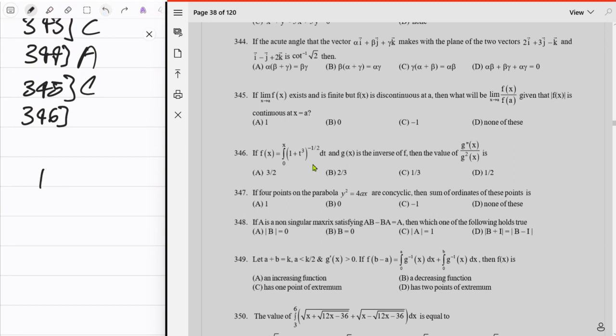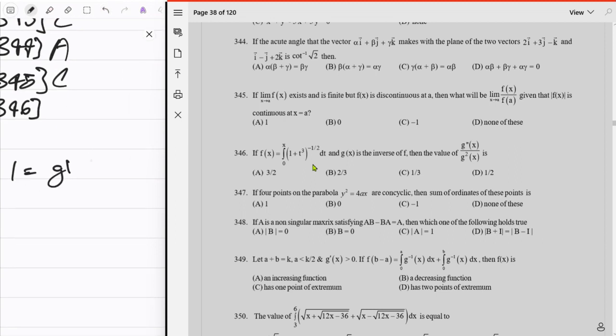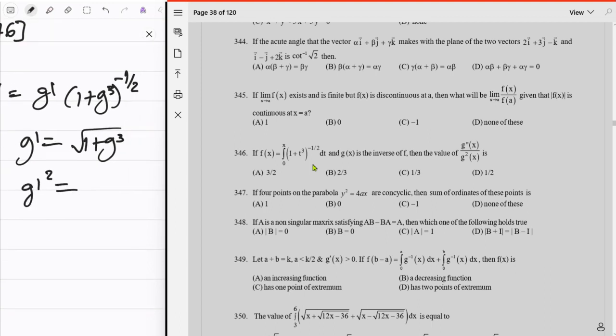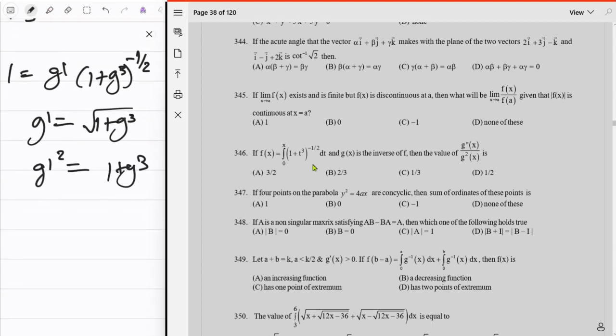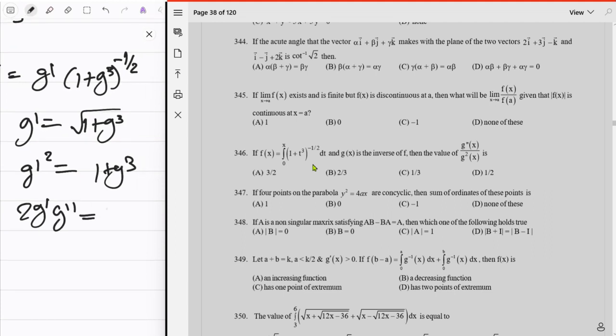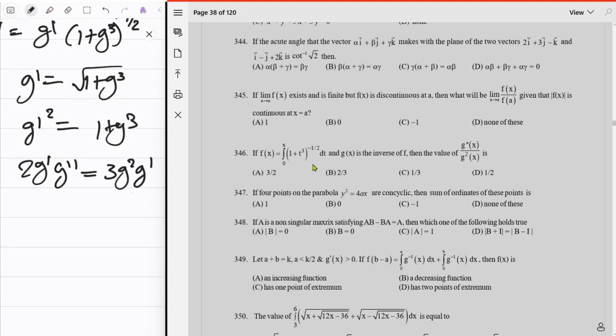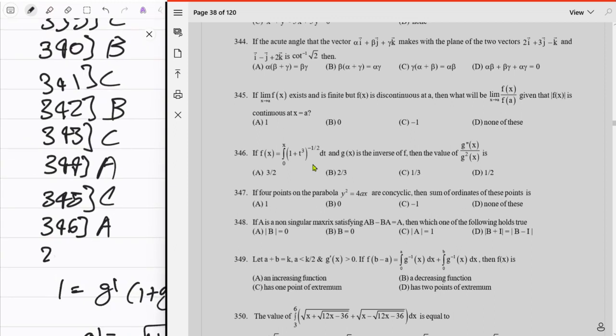जो भी है. So 1 is equal to g dash times 1 plus g cube की power -1/2. So that just means like g dash is equal to square root of 1 plus g cube, or you could just say g dash squared is equal to 1 plus g cube. फिर इसको differentiate करो, what do you get? It's like 2g dash and then g double dash is equal to 3g squared and g dash, right? So g dash तो cancel हो गया, it's basically like g double dash upon g square is just equal to 3/2, which is A. Next question. 247.